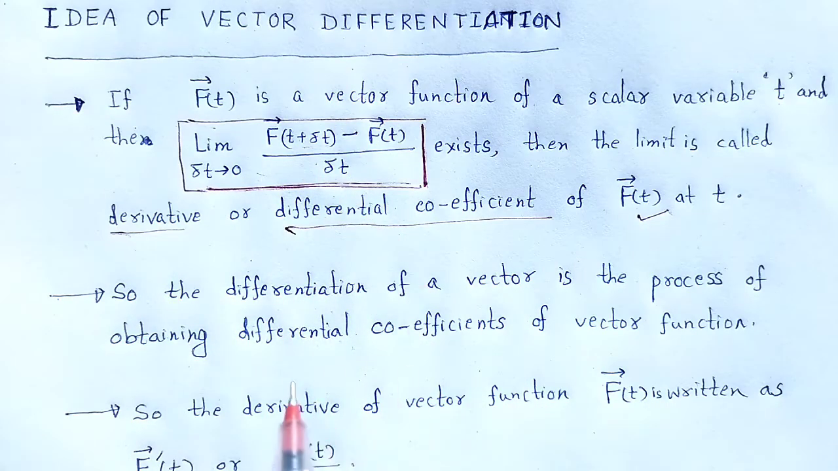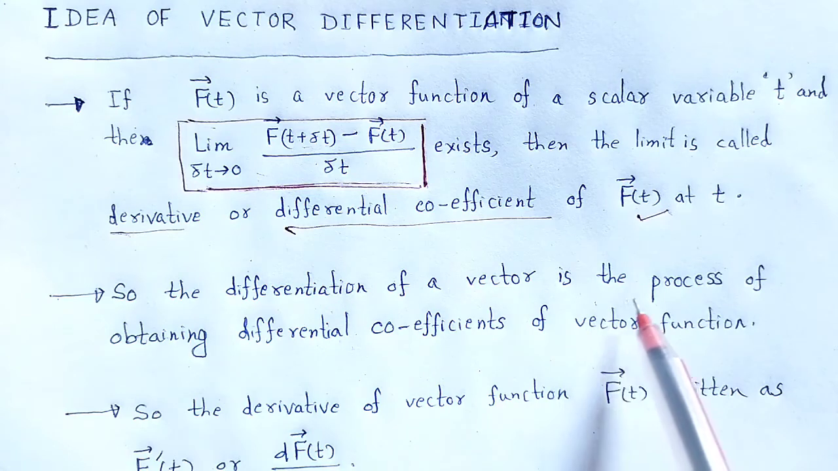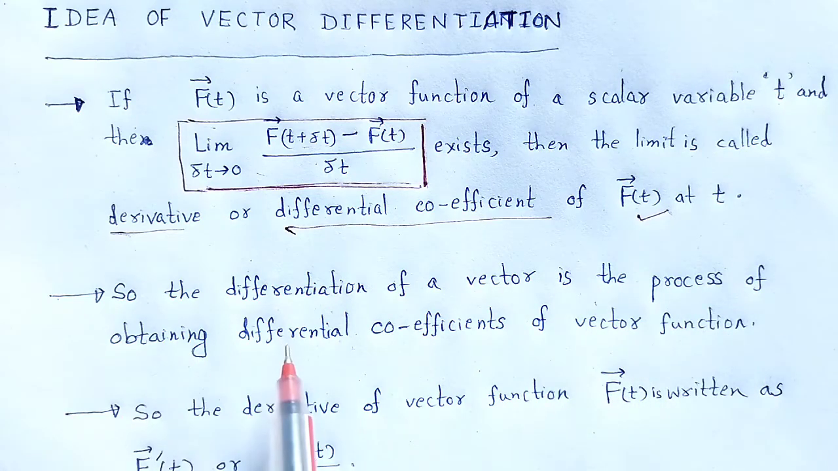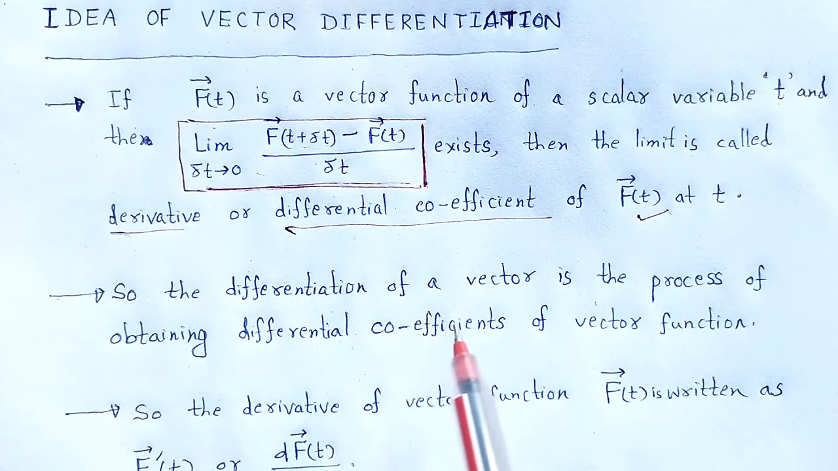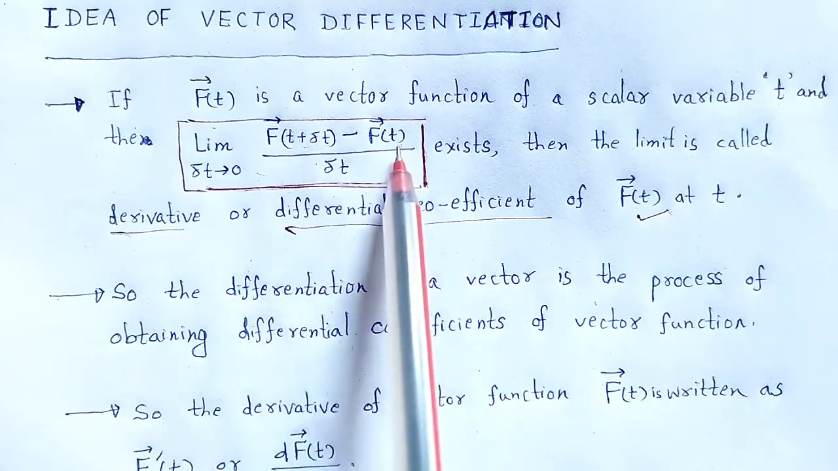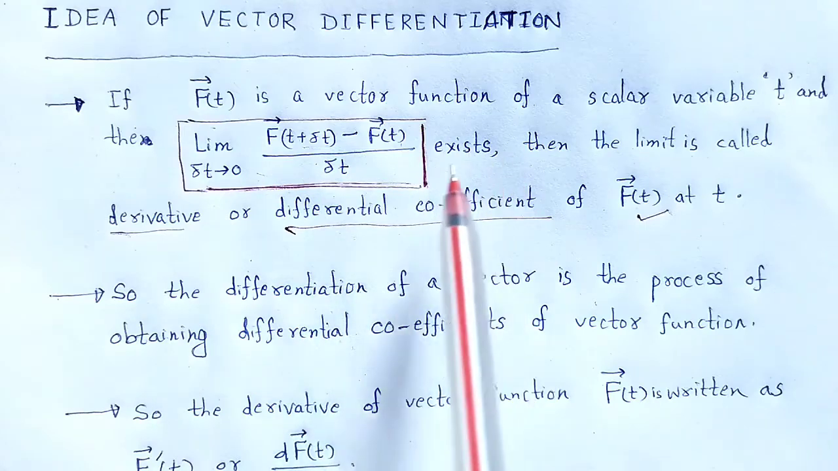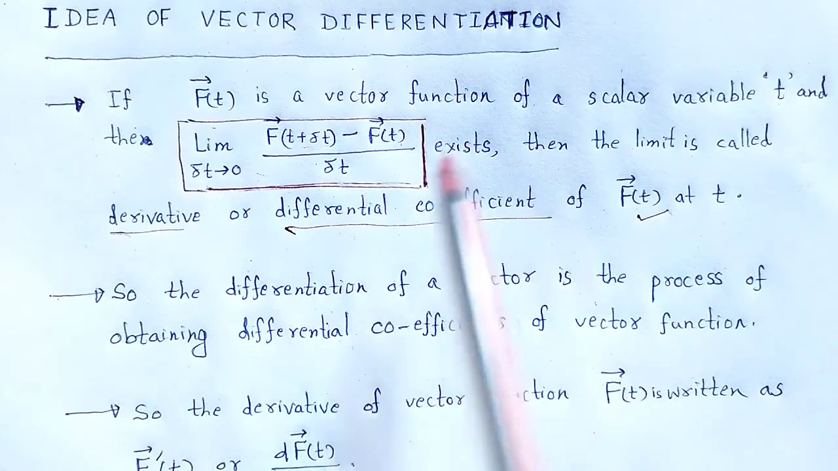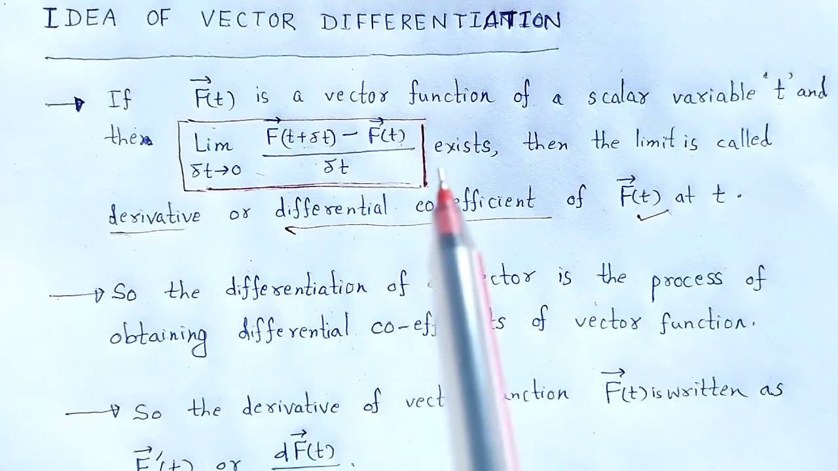Then the differentiation of a vector is a process of obtaining differential coefficients of a vector function. This is the process through which we find the differential coefficient of a vector function. As the limit of this exists, we can find the vector differentiation of that particular vector function.